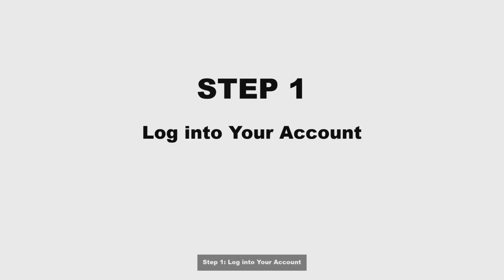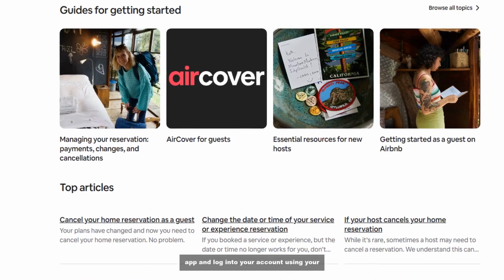If you want to stop the auto-renewal of your Airbnb subscription, follow these straightforward steps to manage your settings effectively. Step 1. Log into your account. Visit the Airbnb website or open the Airbnb app and log into your account using your credentials.